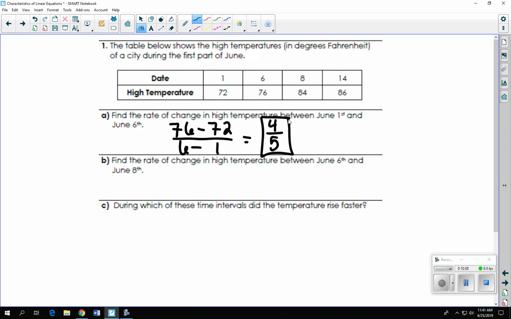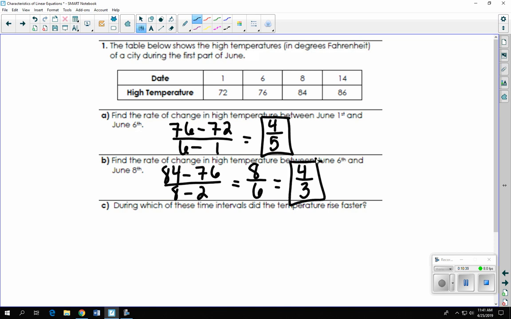The rate of change in high temperature between June 6th and June 8th, again, I'm going to choose my 2 points, 84 minus 76, divided by 8 minus 2. 84 minus 76 is 8. And 8 minus 2 is going to give me my 6. 8 divided by 6 does simplify itself down to 4/3.